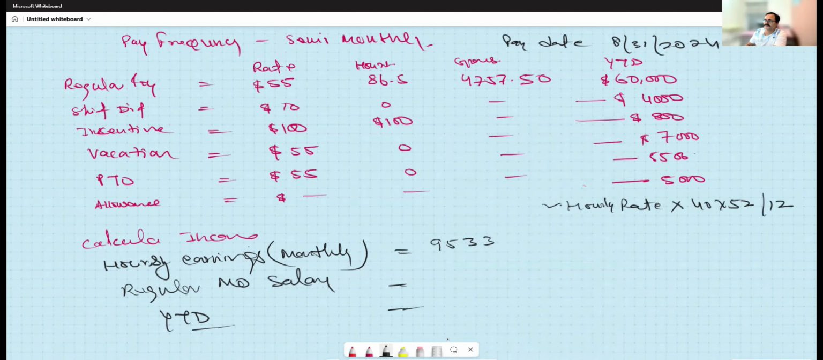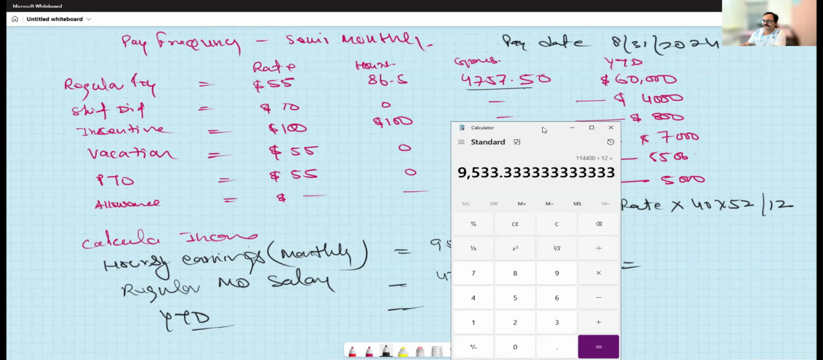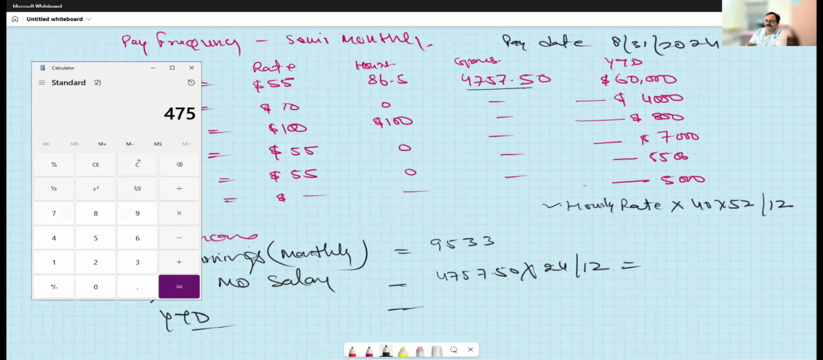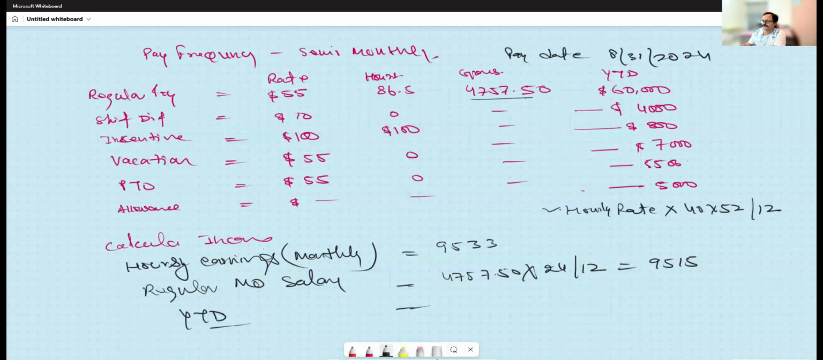Now regular monthly salary is 4757.50. Multiply by 24, and if you multiply by 24, you have to divide by 12. Simple. 4757.50 into 24 divided by 12 is going to be 9515. Good. Now the third is YTD.